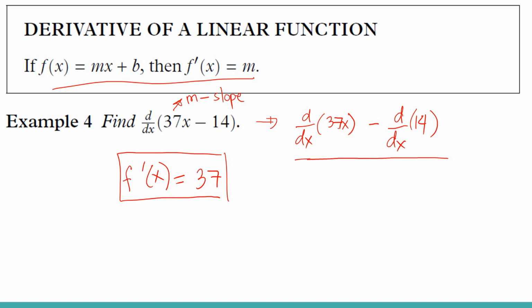We can also use this solution: the derivative of 37x with respect to x minus the derivative of 14 with respect to x. 14 here is a constant, so the derivative of 14 is 0. And the derivative of 37x is just 37. So it's the same as the previous answer.